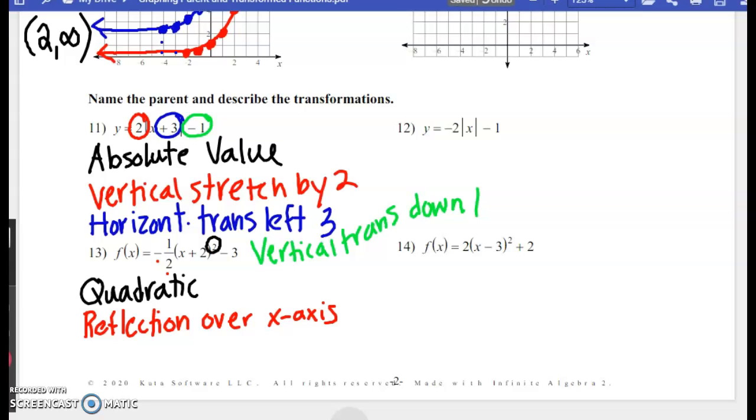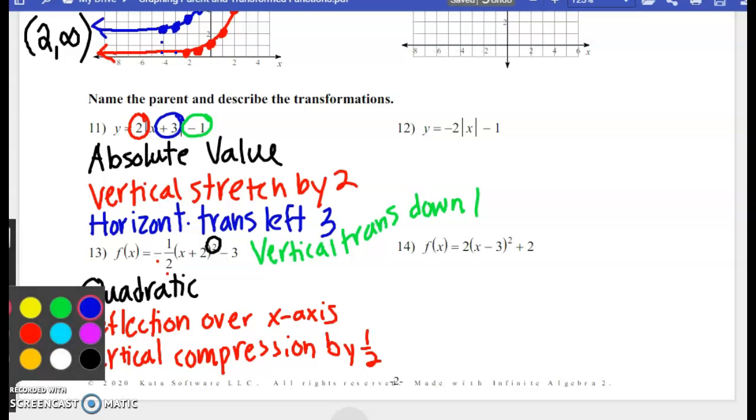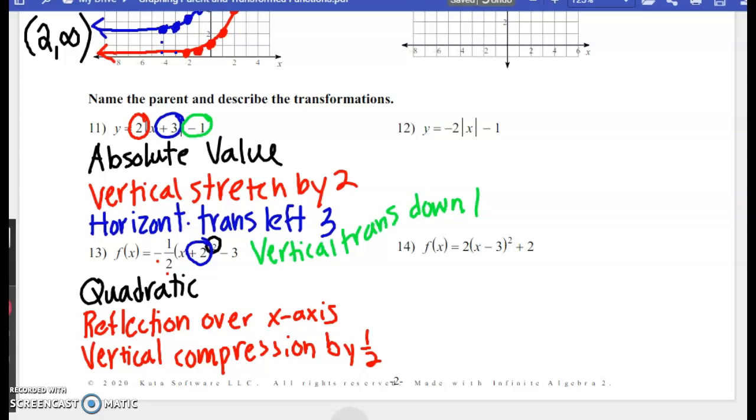Just like in the previous one, we had a vertical stretch. This is also similar, but it's a vertical compression because it's a fraction. So if I were to graph it, it would be half as tall as the original parent. I keep looking here, my transformation, another +2. A lot of left translations here. That's a horizontal translation left. Left 2. And then the -3 on the end is a vertical translation down 3.